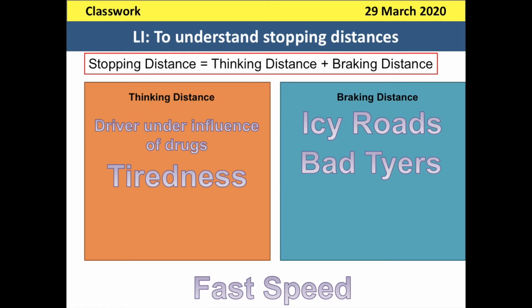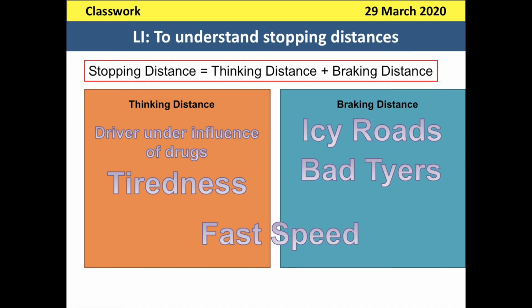Then finally we've got fast speed. Now if the driver's going at a faster speed, then they will travel further in their reaction time, which means that the thinking distance will be increased. But the car will also have more kinetic energy that it needs to lose to come to a stop, so the braking distance will be increased as well. So fast speed can actually go into both of those columns because it will affect both the thinking distance and the braking distance.